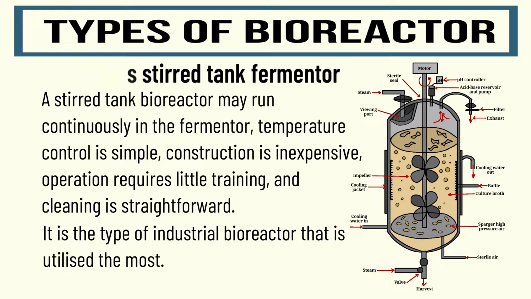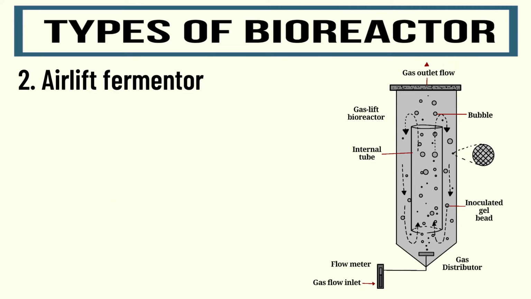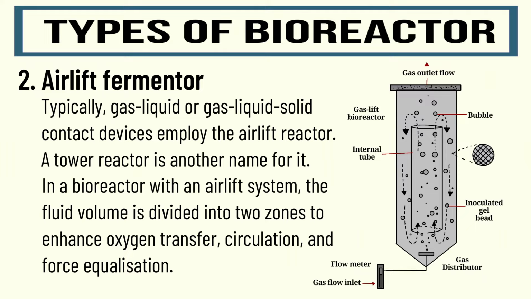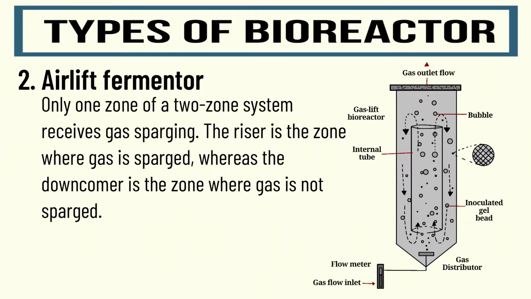Let's head to airlift fermenter. As you can see with this diagram, typically gas-liquid or gas-liquid-solid contact devices employ the airlift reactor. A tower reactor is another name for it. In a bioreactor with an airlift system, the fluid volume is divided into two zones to enhance oxygen transfer, circulation, and equalization. Only one zone of the two-zone system receives gas sparging. The riser is the zone where gas is sparged, whereas the downcomer is the zone where gas is not sparged.